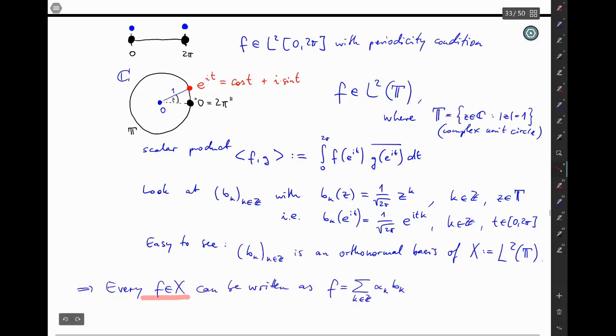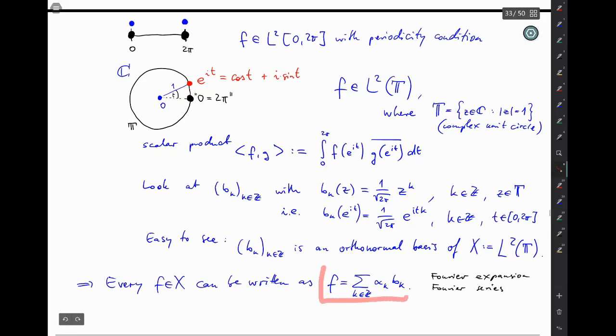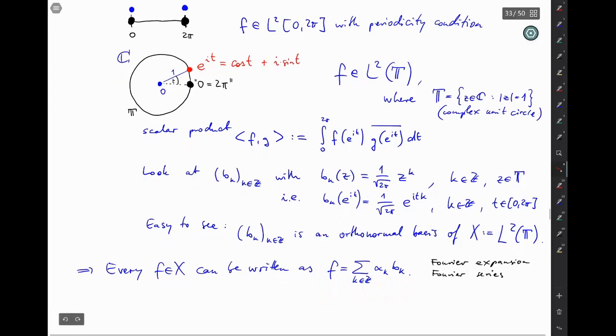Every function from our space X can be written as the limit, so this is a series here, the limit of a sequence of finite sums of our basis functions pk, and these scalar coefficients alpha k here are exactly what you call the Fourier coefficients, and this expansion here is what you call Fourier expansion of f, or Fourier series if you want. So here we write a function as a linear combination of functions, or in fact a limit of such.